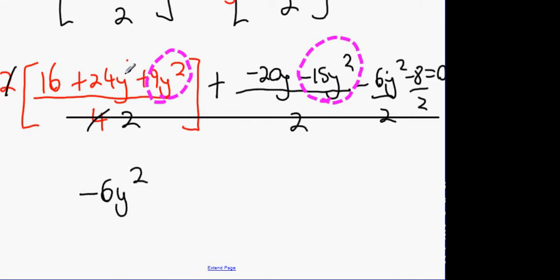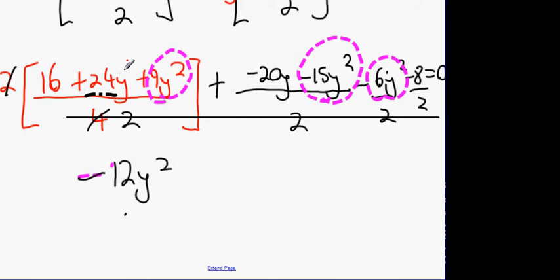We're going to go for the x's now. Oh, sorry. Minus 6y squared again, which is minus 12y squared. Now, the next one is 24y minus 20y. What is that? Plus 4y. Okay, plus 4y. Now, the next one is 16 minus 8?